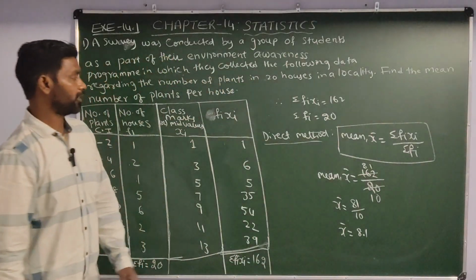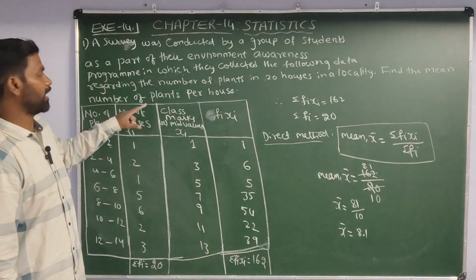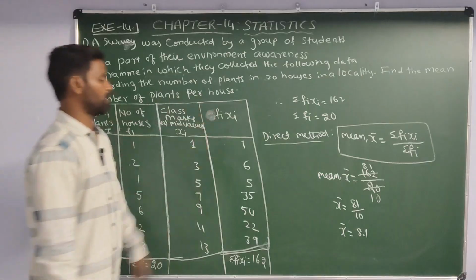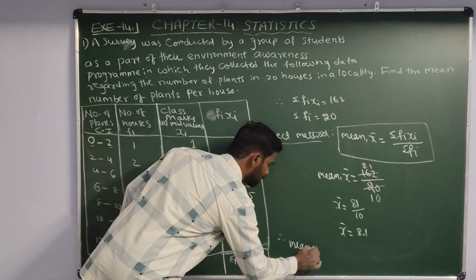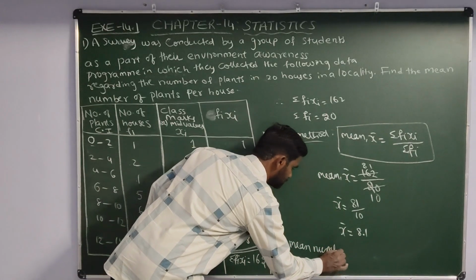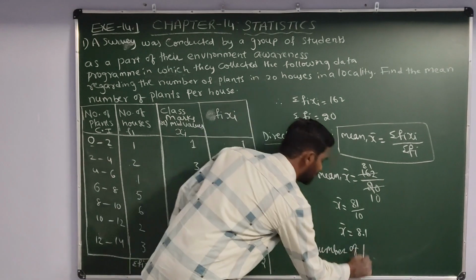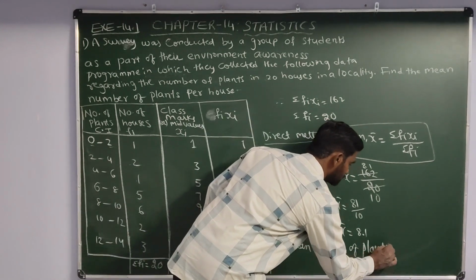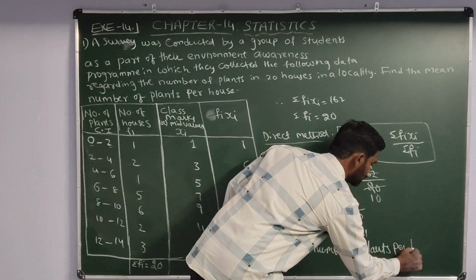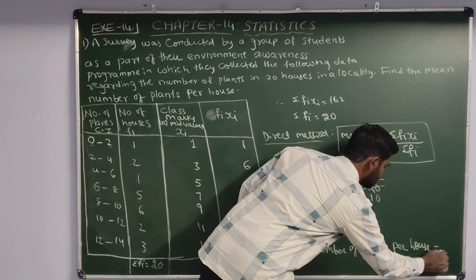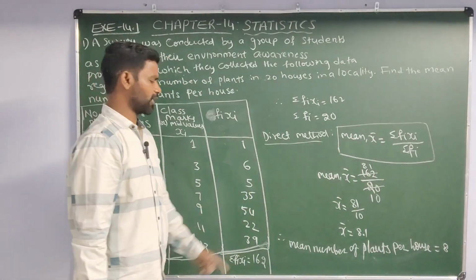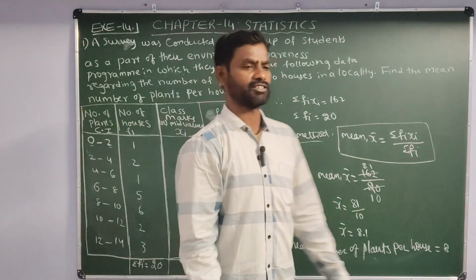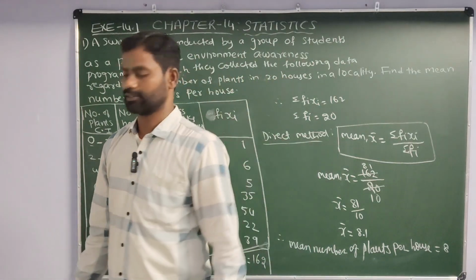So 8.1. What do we have to find? Find the mean number of plants per house. Therefore, the mean number of plants per house is equal to 8.1, which is nearly 8. So per house, 8 plants. The mean number of plants per house is 8.